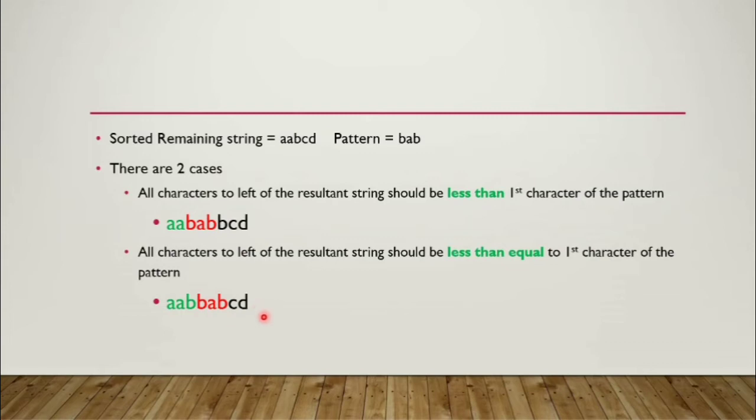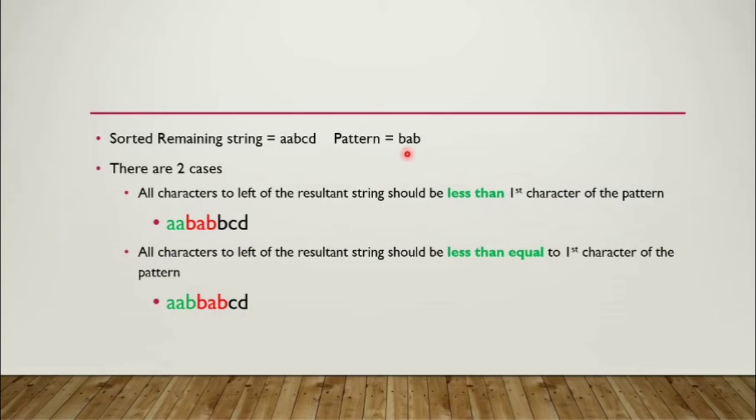Okay. I hope you all have understood. Let me do a quick revision. So first, what we have to do is remove all the characters of the pattern from the given string. Then we have to sort the remaining string. Now we have to insert the pattern into the sorted remaining string in such a way that the resultant should be smallest possible.